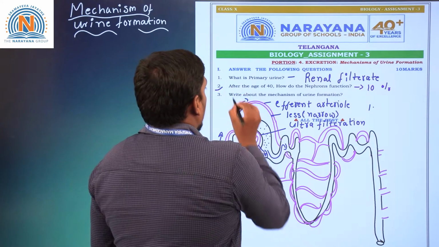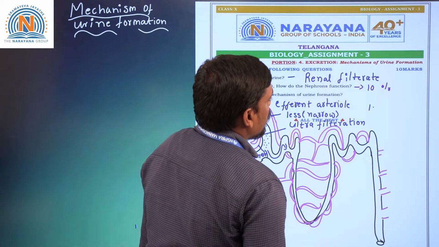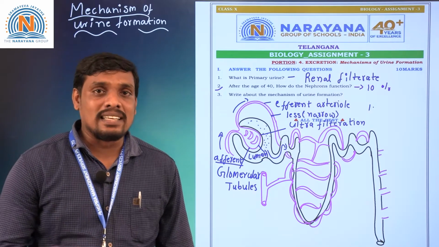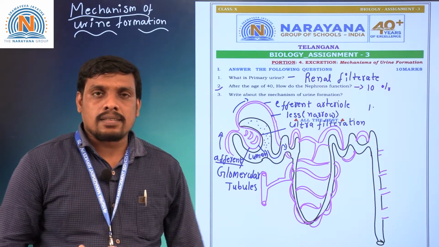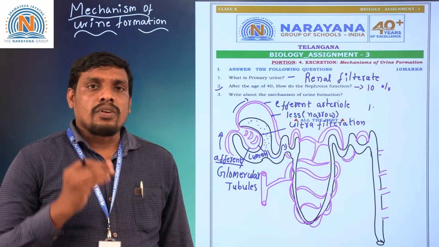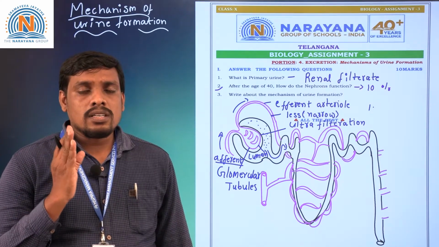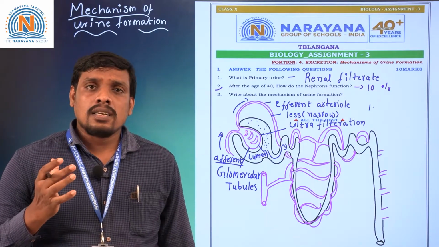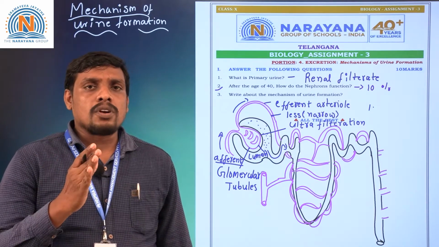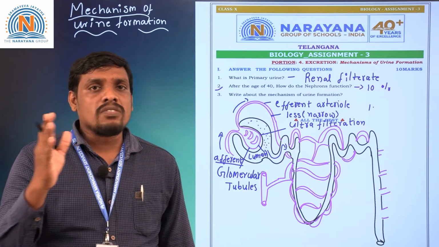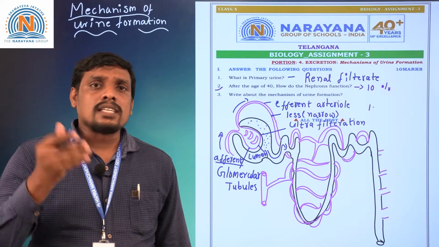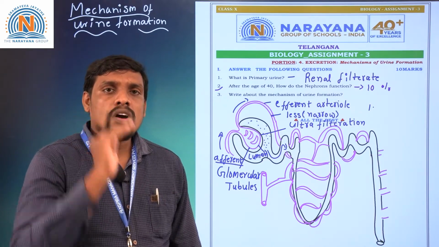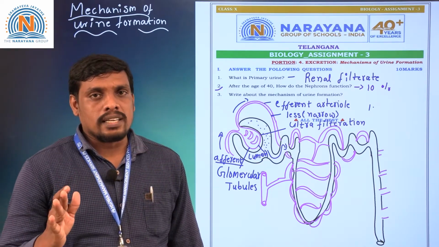Second question, students. After the age of 40 years, how do the nephrons function? The efficiency of nephrons after the age of 40 years generally decreases. What it means is, for every 10 years after 40, 10% of the total number of nephrons in the kidneys will fail to function. At the age of 50 years, again 10% of nephrons will fail to function. So the functioning of nephrons decreases after the age of 40 years.